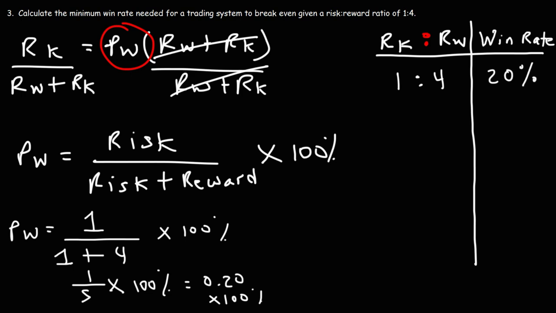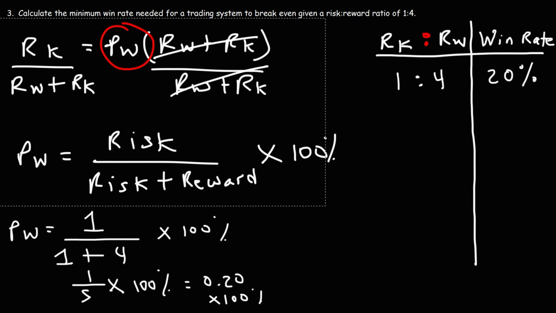So what does that mean? If the risk-reward ratio of your trading system is 1 to 4, in order to break even, you need a win rate of 20%. In order for that trading system to become profitable, you need a win rate of something greater than 20%. So if your win rate is 25% with a risk-reward ratio of 1 to 4, that means you have a good trading system.